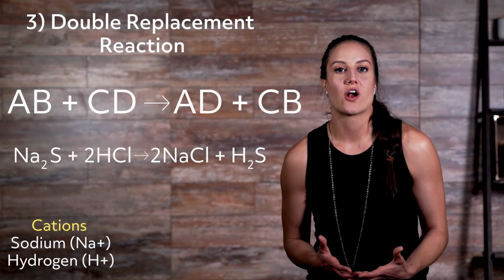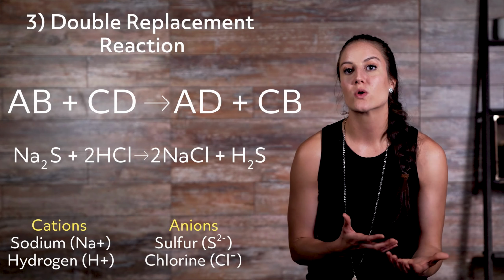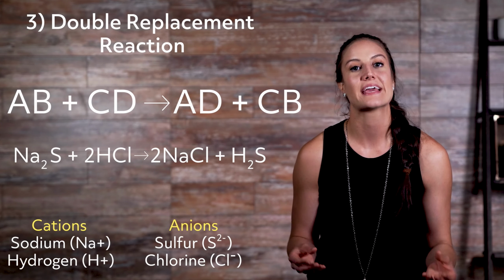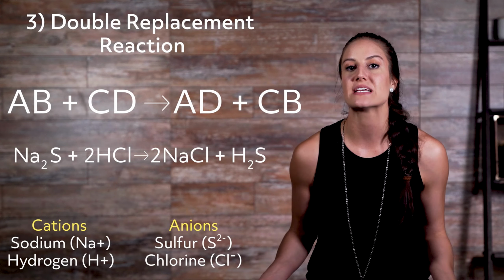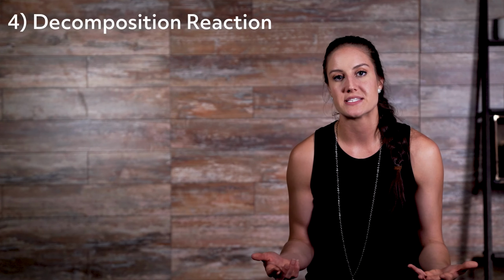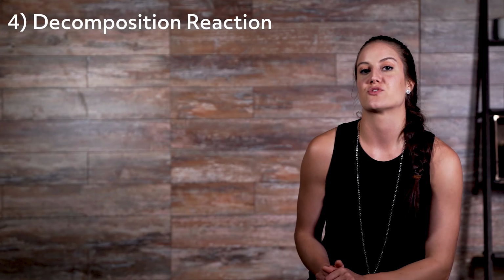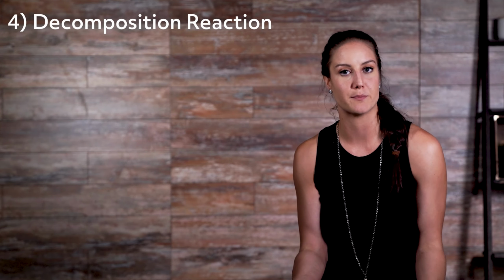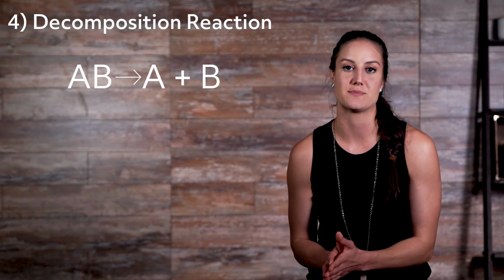Sodium and hydrogen are cations, and sulfur and chlorine are anions. The cations and anions switch places during the reaction to form new compounds. Number 4, decomposition reaction. Decomposition and composition are opposites. In a decomposition reaction, a single complex compound is broken down, or decomposed, into a more basic substance.